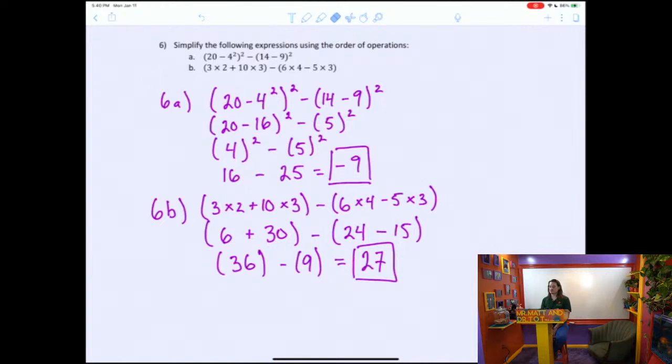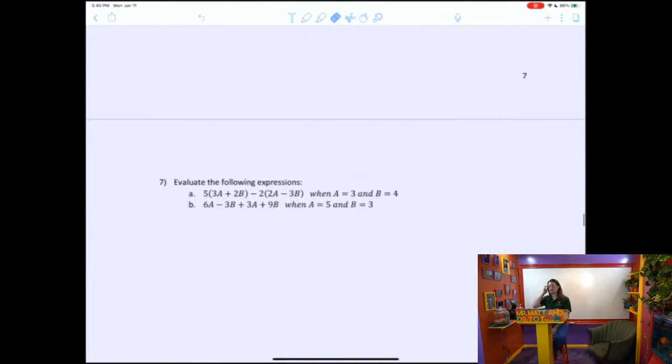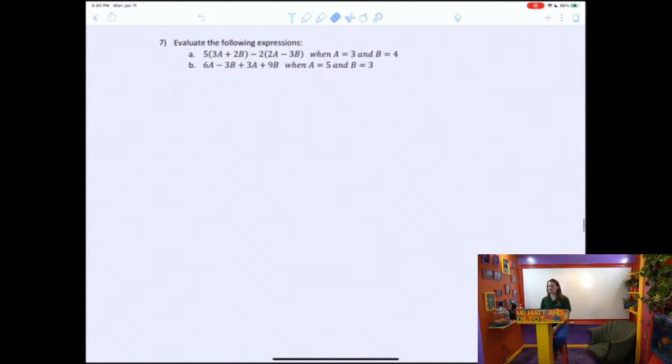7a asks you to evaluate the expression 5 times the quantity 3a plus 2b minus 2 times the quantity 2a minus 3b when a is equal to 3 and b is equal to 4. 7b is asking you to evaluate the expression 6a minus 3b plus 3a plus 9b when a is equal to 5 and b is equal to 3. I'll give you 3 minutes. After 1 minute, I'll start to solve, and this will bring us up to the end of class today.